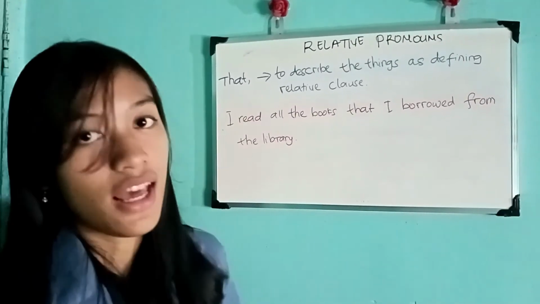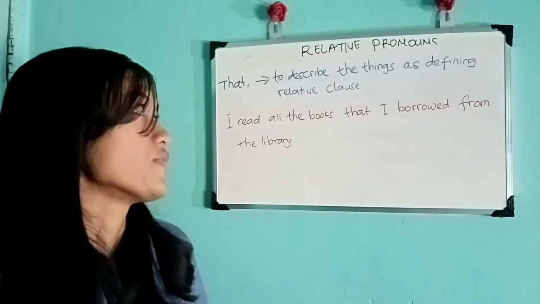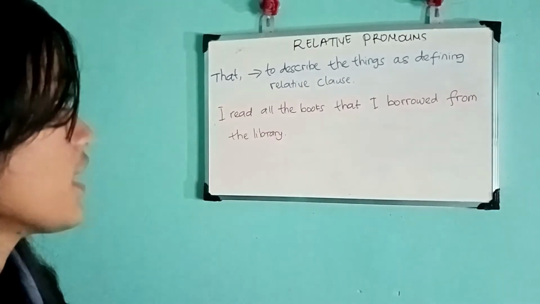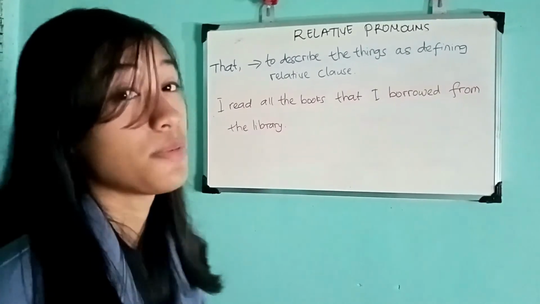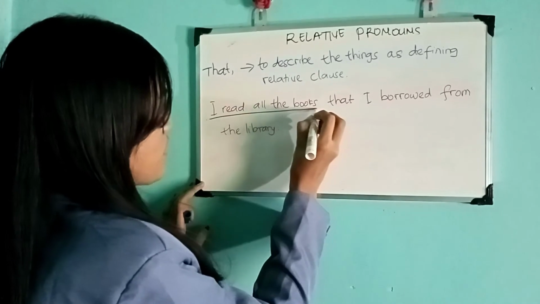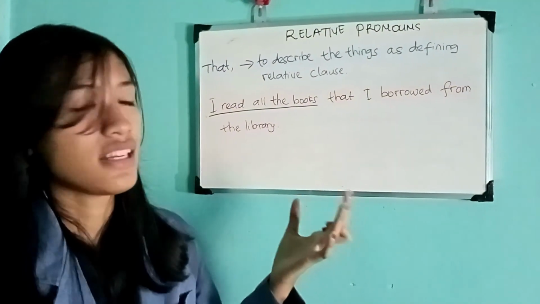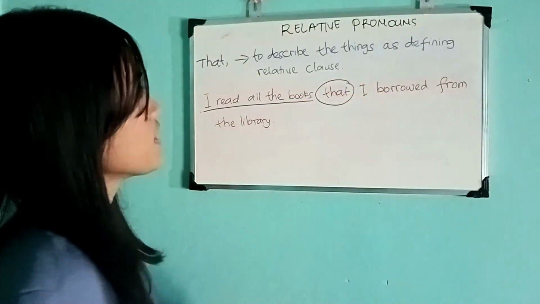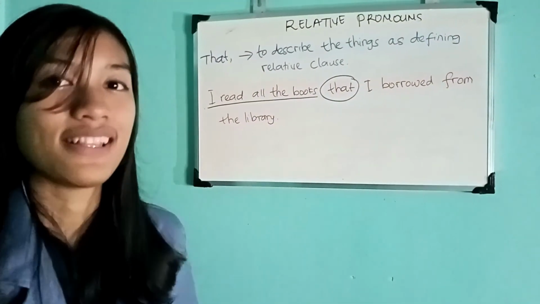Relative pronoun that to describe things as a defining relative clause. For example, I read all the books that I borrowed from the library. Without the clause, it's only I read all the books. This sentence is incomplete, so we use that to describe things as a defining relative clause.